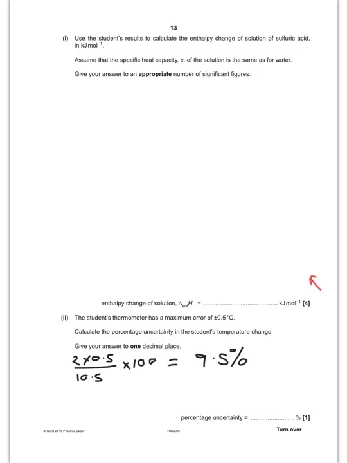Okay, so we did this one on the previous page. So what's the maximum error of 0.5 degrees, so what's the percentage uncertainty in the student temperature? So the temperature change they measured was 10.5, they measured temperature twice, so you've got to double your 0.5 times by 100 to give 9.5%.